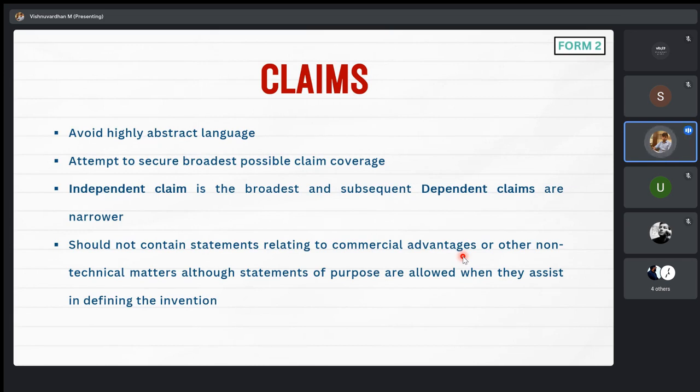Simple. Don't try to say it's the fastest, the most efficient, a landmark, the best, the latest, none of that rubbish. No superlative terms, or other non-technical matters. Again, don't praise your invention. Don't talk about random rubbish.